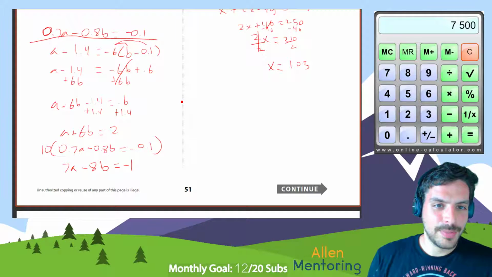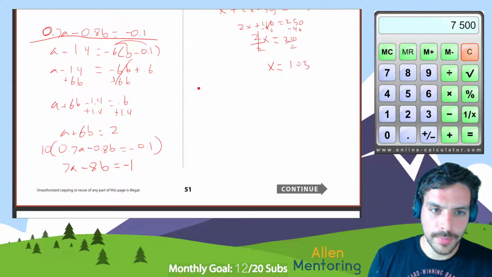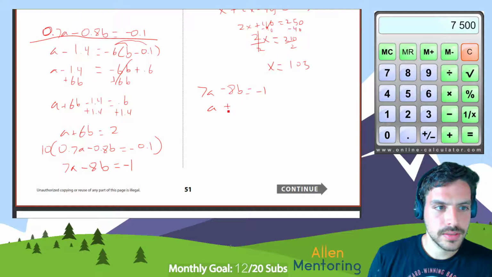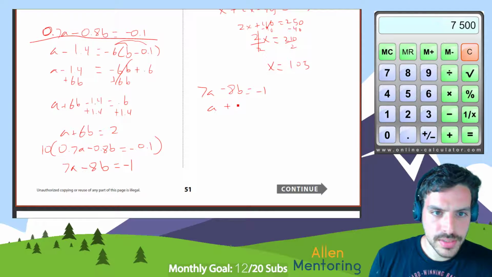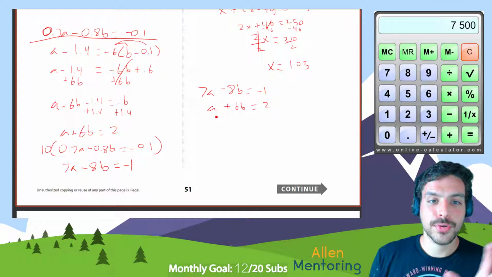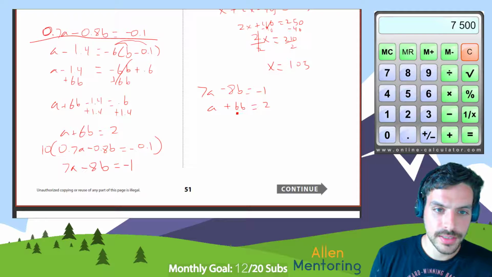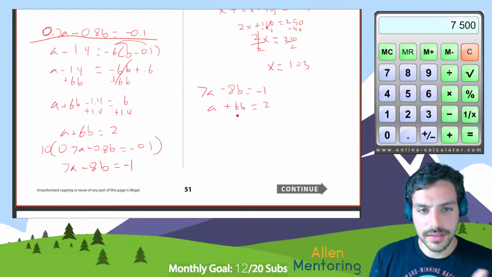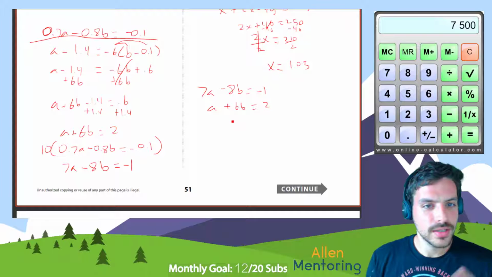And so now let me line up the two equations in their final form. So we have 7a minus 8b equals negative 1. And a plus 6b is equal to 2. It is crazy how much my b's look like 6's. This is nuts. These are just like uglier forms of each other. I don't even know. This is 6b.